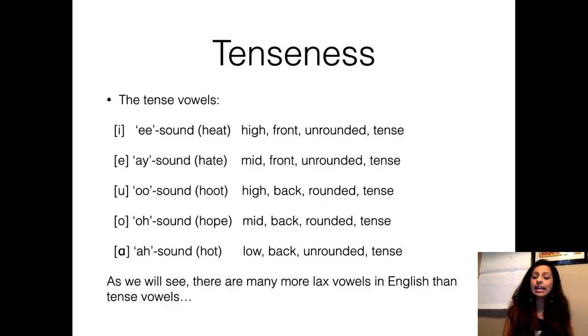Now you can see that we can define each of these vowels according to all the four parameters that we need. So heat, hate, hoot, hope, and hot, right? These are all tense vowels of English, and a majority of them are unrounded. So heat, hate, and hot are unrounded, and then you have hoot and hope that are rounded vowels. The tense vowels in English are actually much shorter than the lax vowels of English.